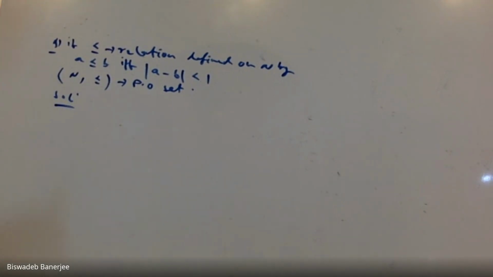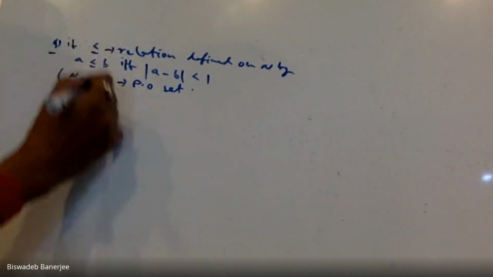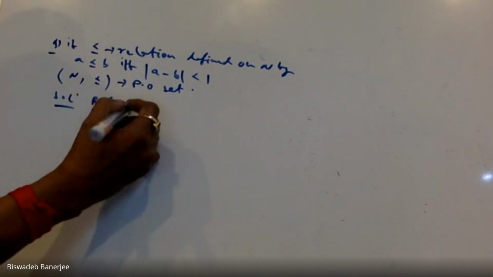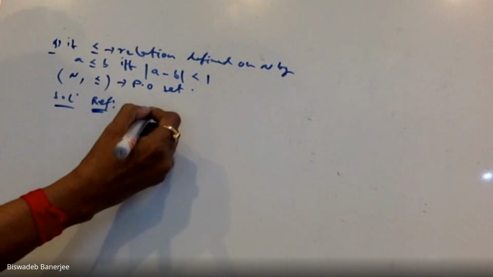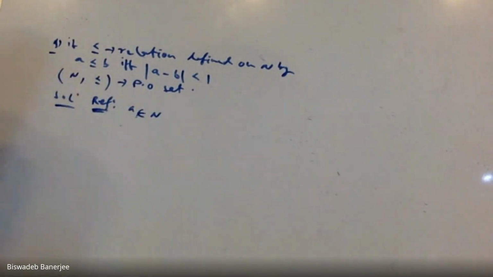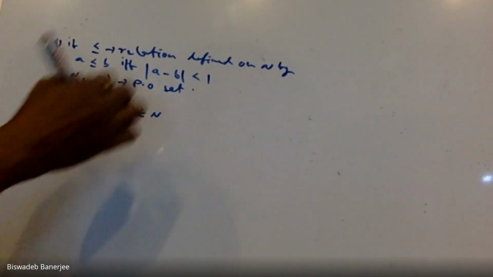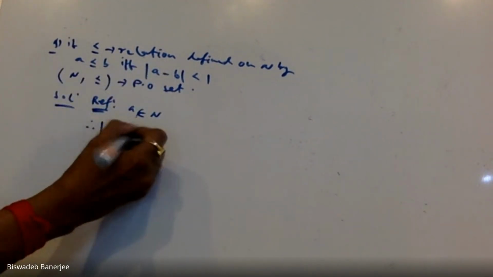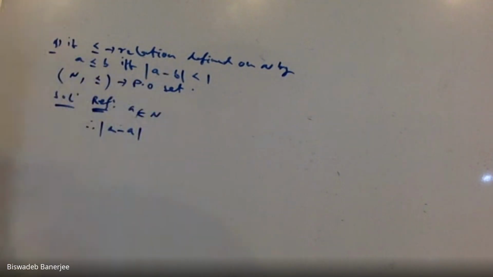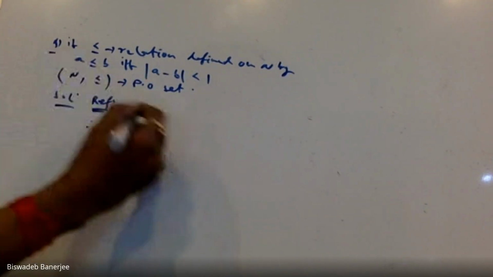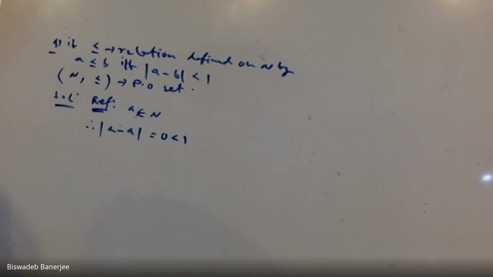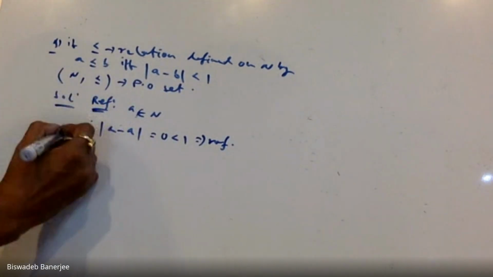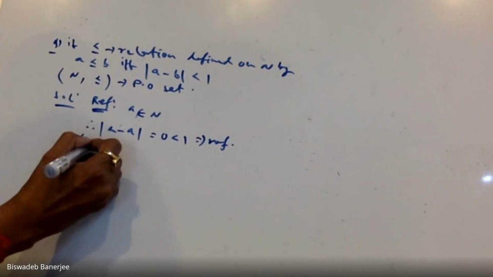How to check this? We start with the reflexive property. Let us take A belongs to natural numbers, that means A is a natural number. Now, we put B equal to A. Mod of A minus A is 0, and we know 0 is less than 1. That means yes, it is reflexive.